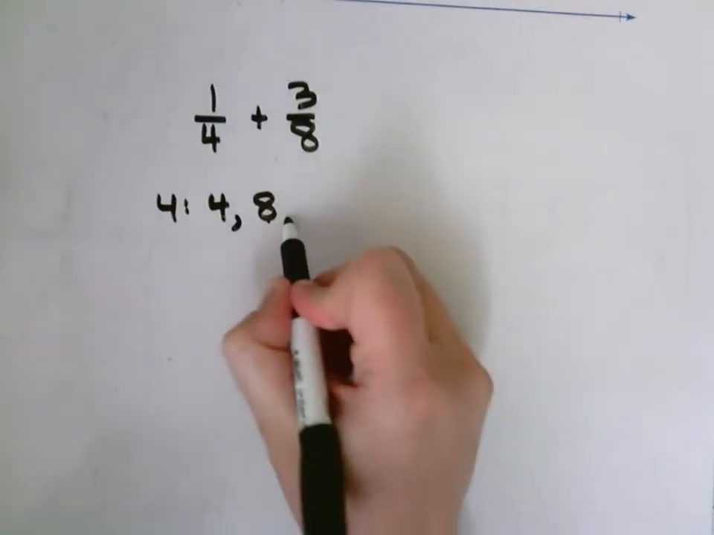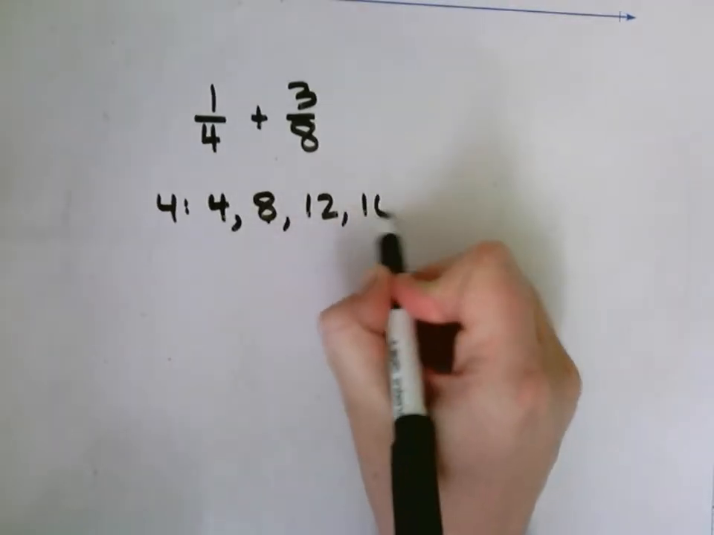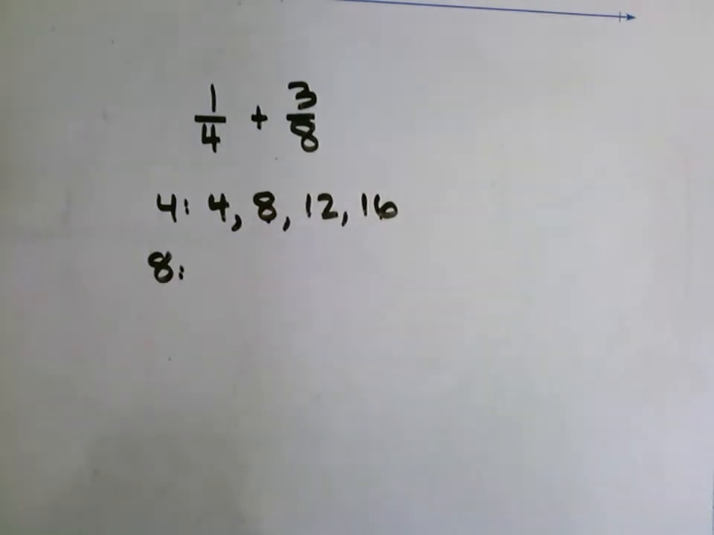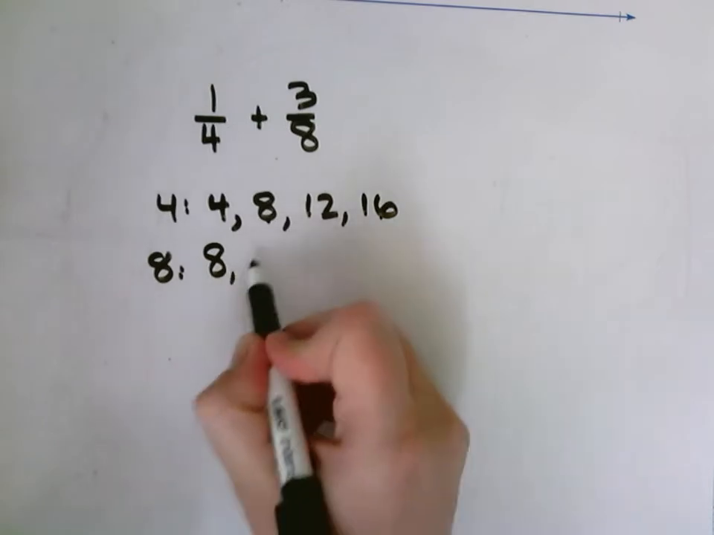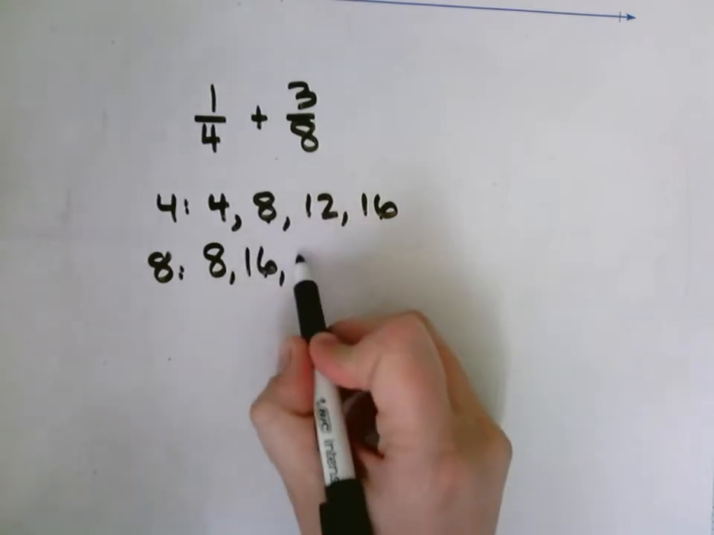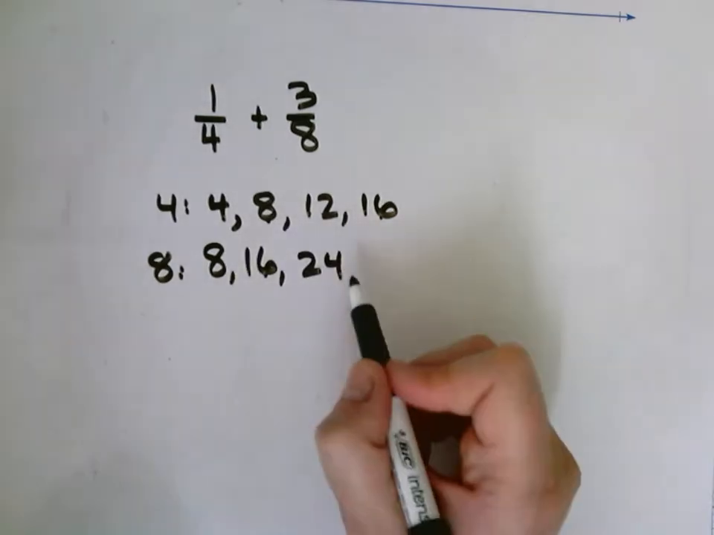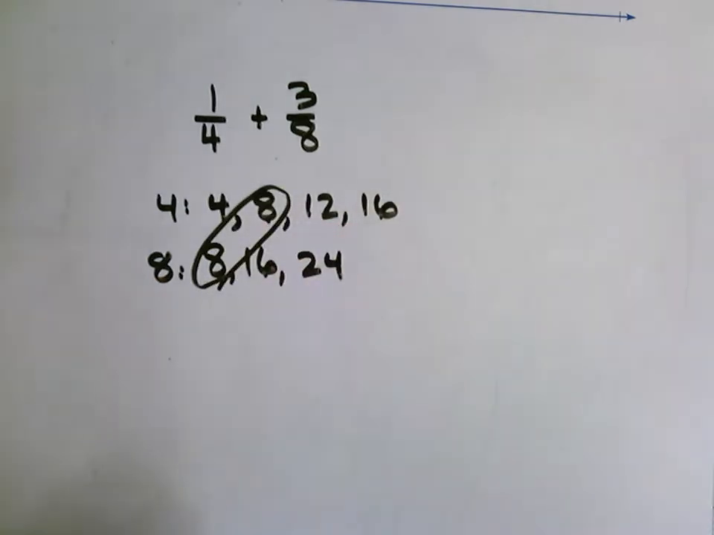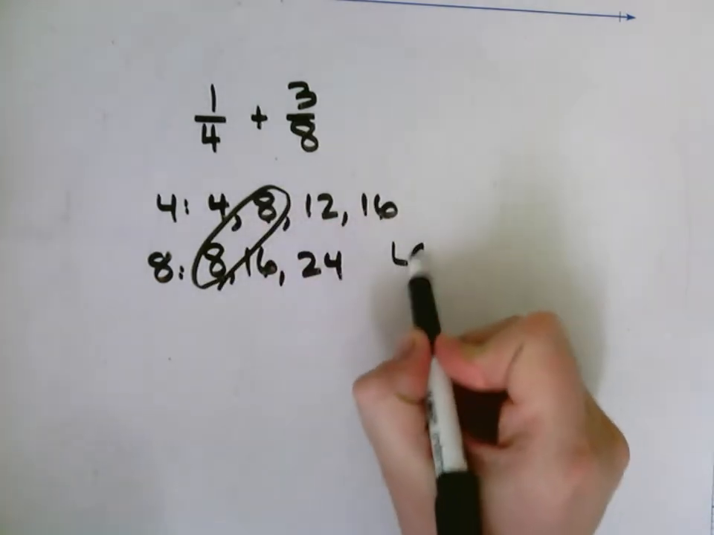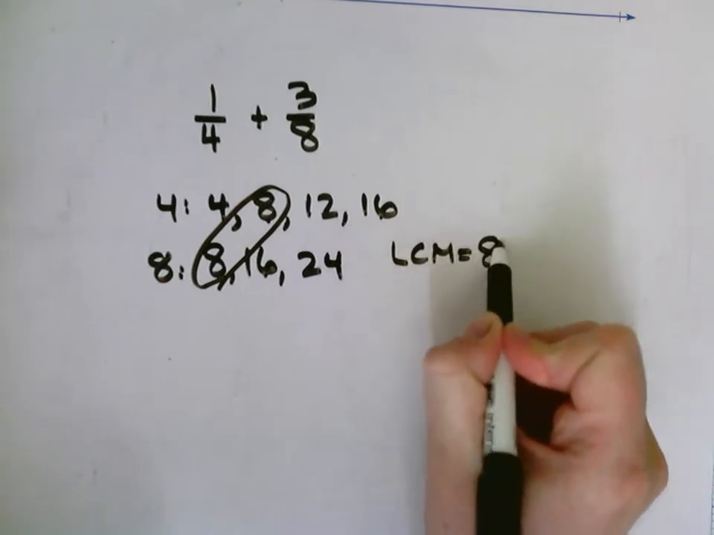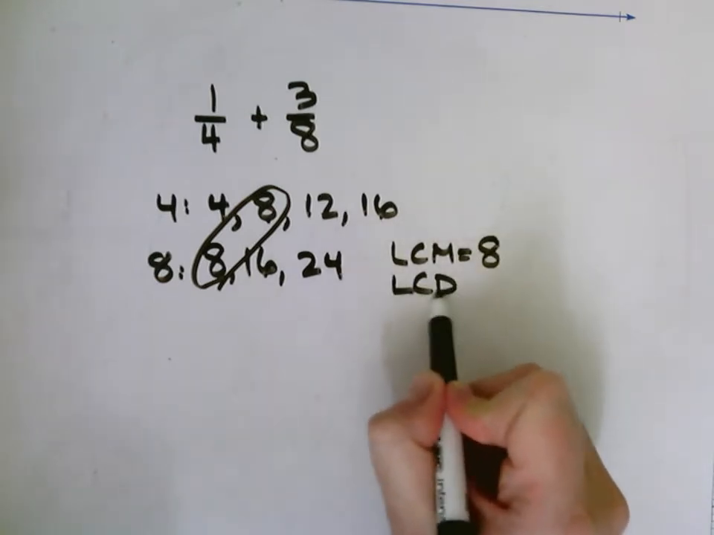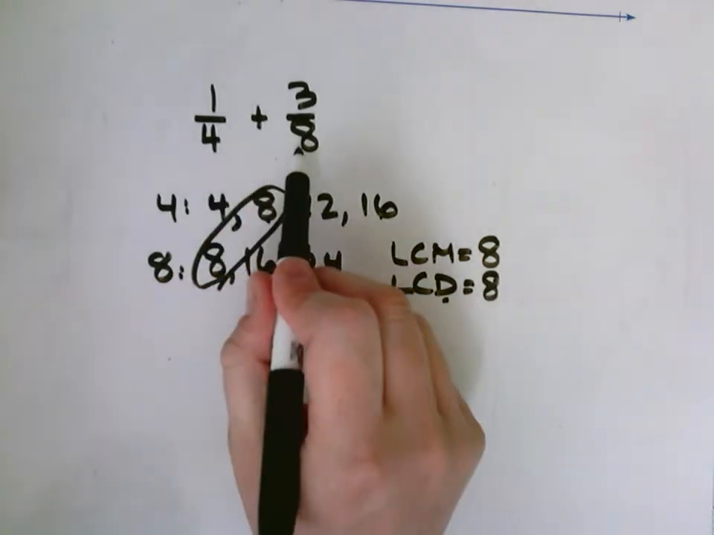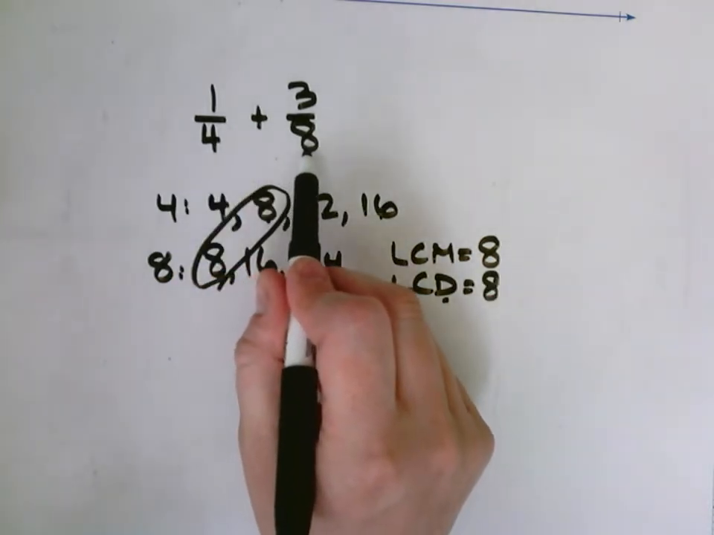Ooh, that looks familiar to me. Multiples of 8: 8, 16, 24. Multiples of 4: 4, 8, 12, 16. I really don't need to go this far because I already see that 8 is in both lists. So my least common multiple here is 8, which means my least common denominator is going to be 8. So I'm going to rewrite these fractions with a denominator of 8.